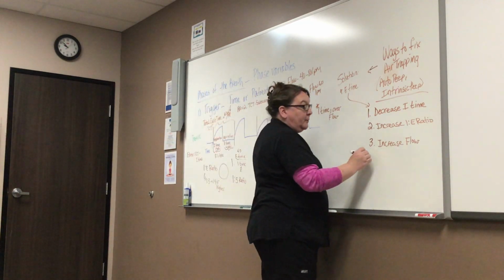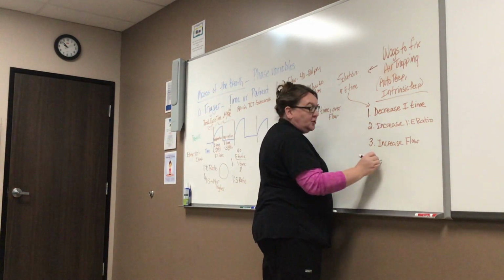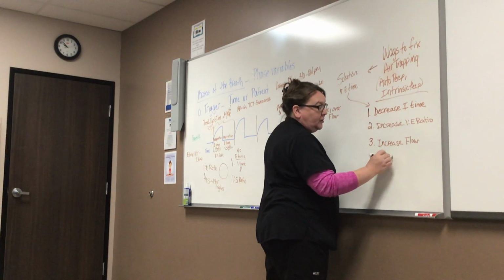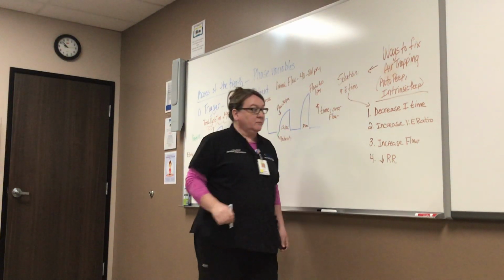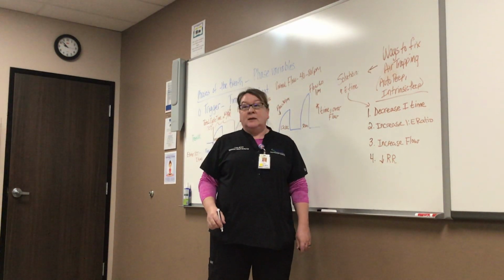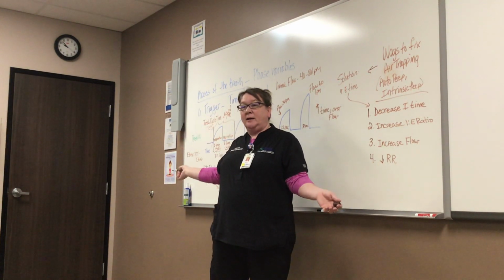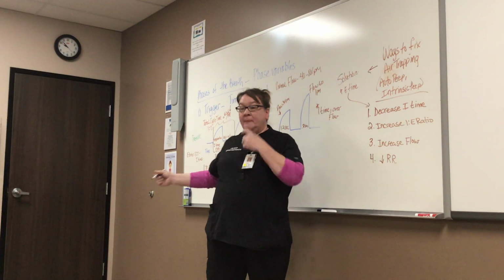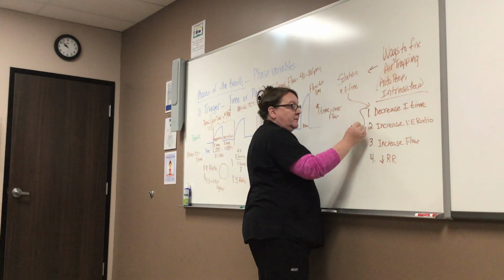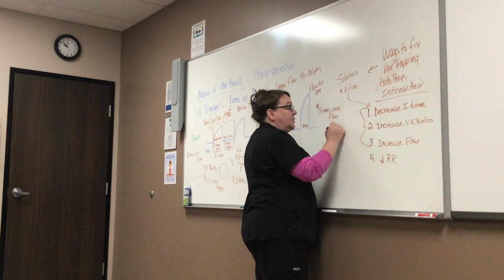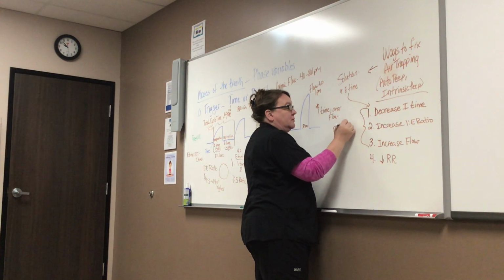So increased flow. Number 4, as Mitch mentioned, is to go down on the respiratory rate. Decrease respiratory rate. Because if you drop your rate, you're going to make your TCT longer, which is going to make your IE ratio longer. These 3 are the priority because they do not affect your minute ventilation.